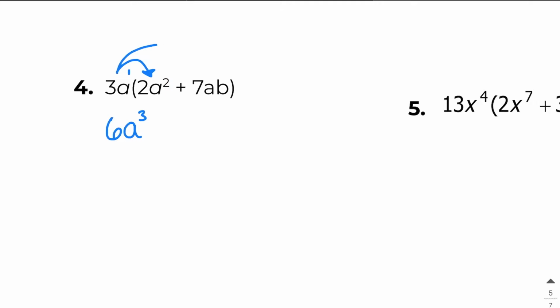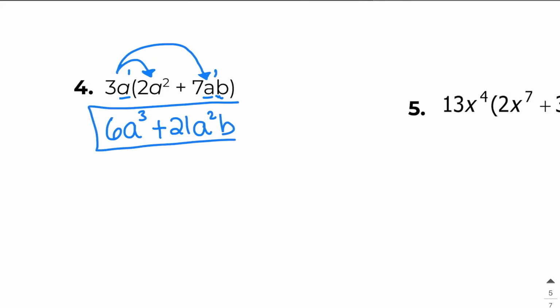And then we're also going to multiply this 3a by the 7ab. Now be really careful about this. So 3 times 7 is 21. Since it's a positive 21, we'll write plus 21. And then we've got a to the power of 1 times a to the power of 1, so we get a to the power of 2. And then we still have this b here, so we want to include this b here.